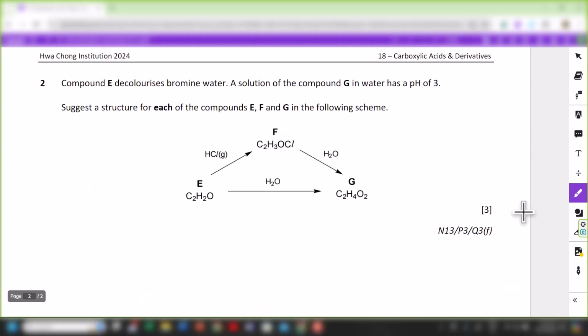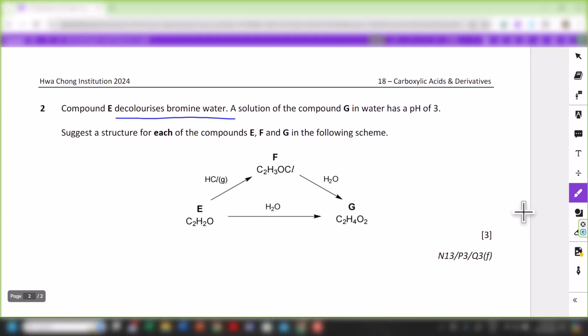For question 2, we have compound E decolorizes bromine water. What does it tell you? Probably it contains an alkene. Okay, question says compound E. So compound E, you are given a molecular formula, C2H2O. So I don't think there will be phenol, because for phenol minimally you need 6 carbons. Okay, so over here I think you can safely say that E is likely to contain C=C.